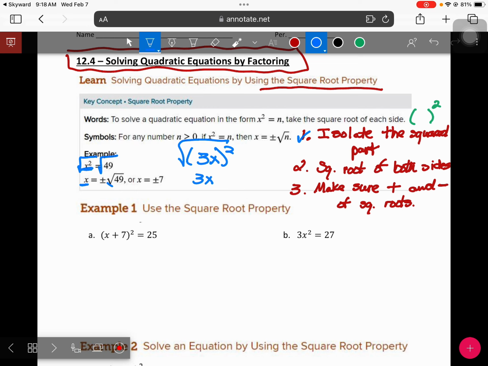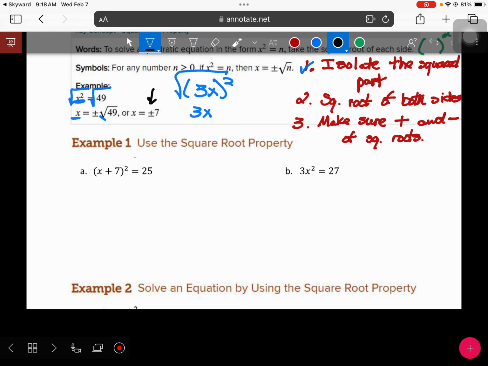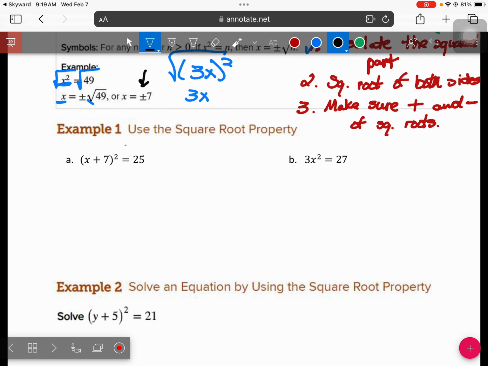And then when you take the square root of 49, yes, 7 times 7 equals 49, but you need to take both the positive and the negative values. Usually we just take the positive, but here we need to take both. Okay? So let's take a look at example 1.